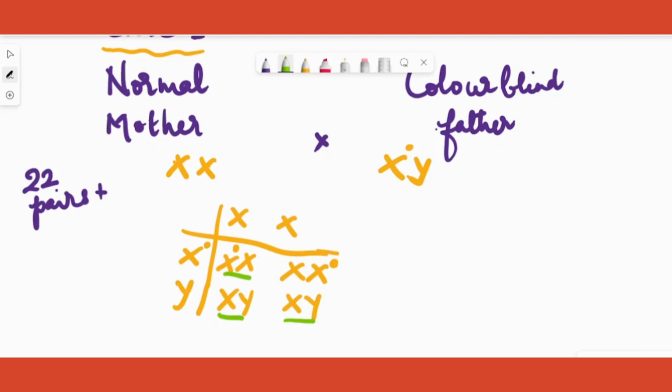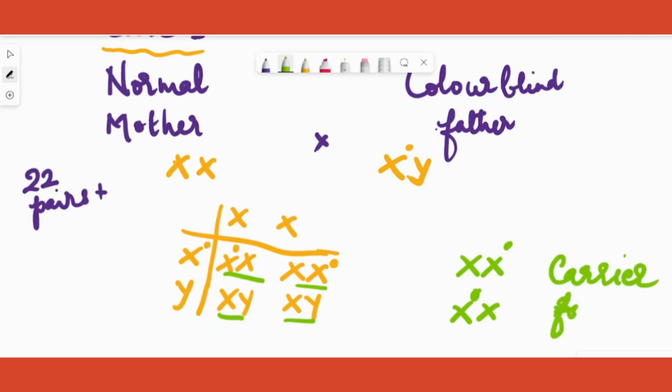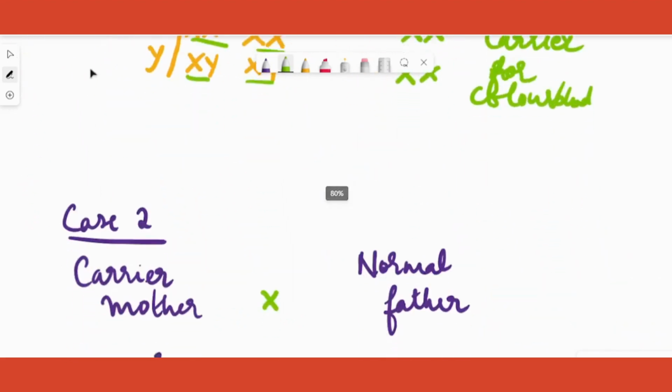On the other hand, for the females, there is an option like this or an option like this. What does it mean? Does the female have the disorder? No, she is not having the disorder because there is definitely another allele present on the other X chromosome which is dominant. Alright. However, these females are called carriers for the gene. Which gene? The recessive gene. So we will call these carriers for color blindness.